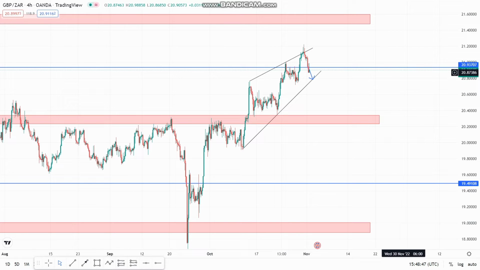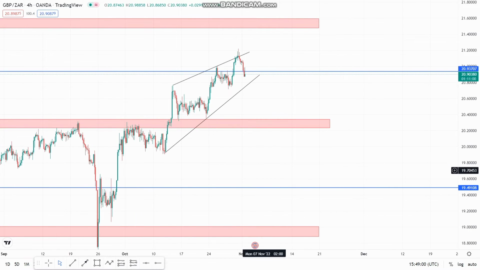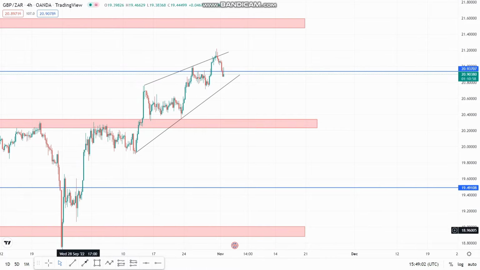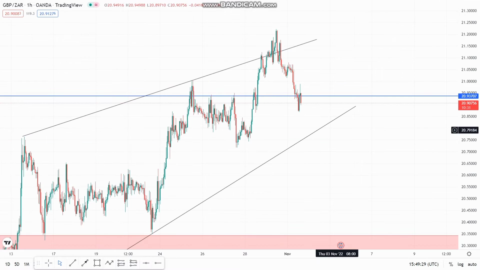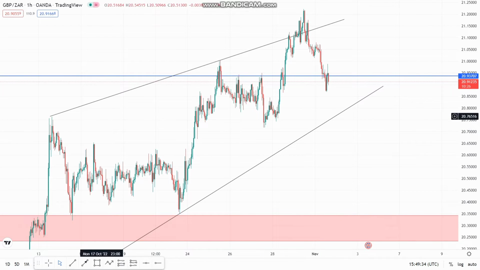But remember, this is a mid-range and this level is well respected as well. So when we are below this blue line right over here, we are going to sell. So let us move to the lower time frame and see what's really going on. Okay, so now we are on the 1 hour time frame. Like I've said, if we are below this level, we are going to keep on selling.